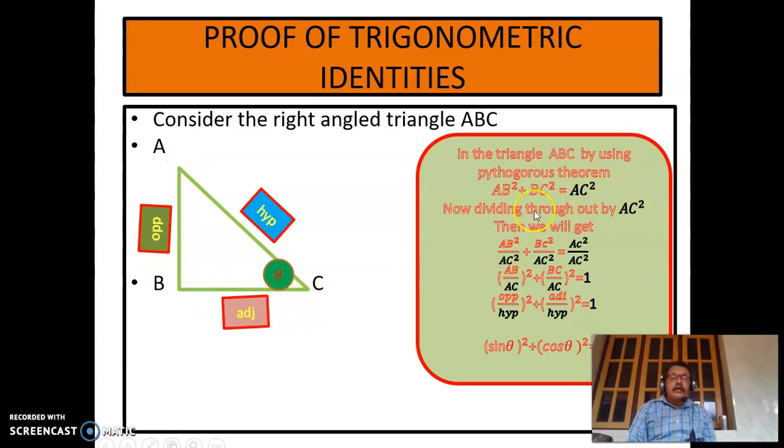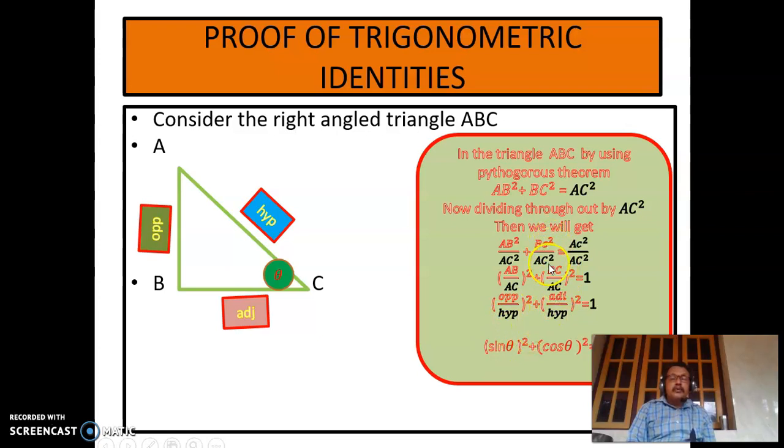Now dividing throughout by AC squared, you will get AB squared by AC squared plus BC squared by AC squared equals AC squared by AC squared. AC squared cancels, you will get 1. AB squared by AC squared can be written as AB by AC whole squared. AB by AC is opposite by hypotenuse, so that is nothing but sin theta whole squared.